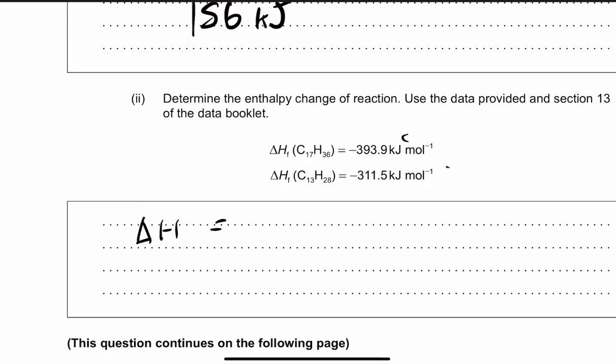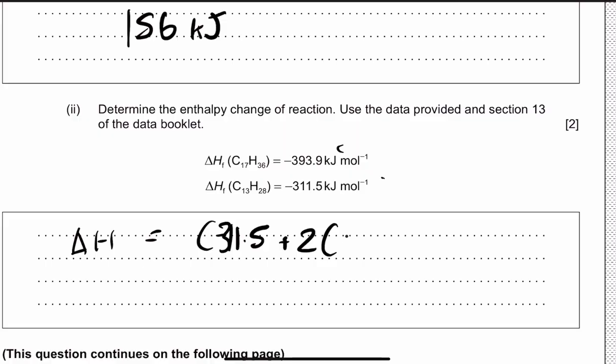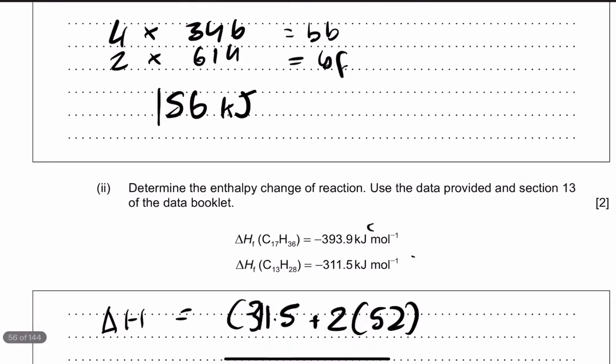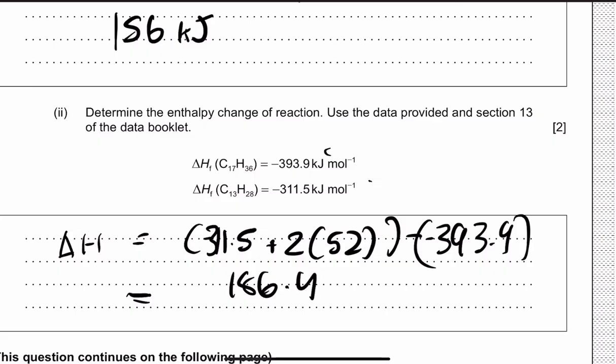So delta H equals 2 minus 1311.5 plus 2. Remember, we have this 2 here, so 2 times 52, which is our formation for the C2H4, and then that minus 393.9. Oh, sorry, there's a minus on this here, minus 393.9, and that gives us a value of 186.4. Okay.